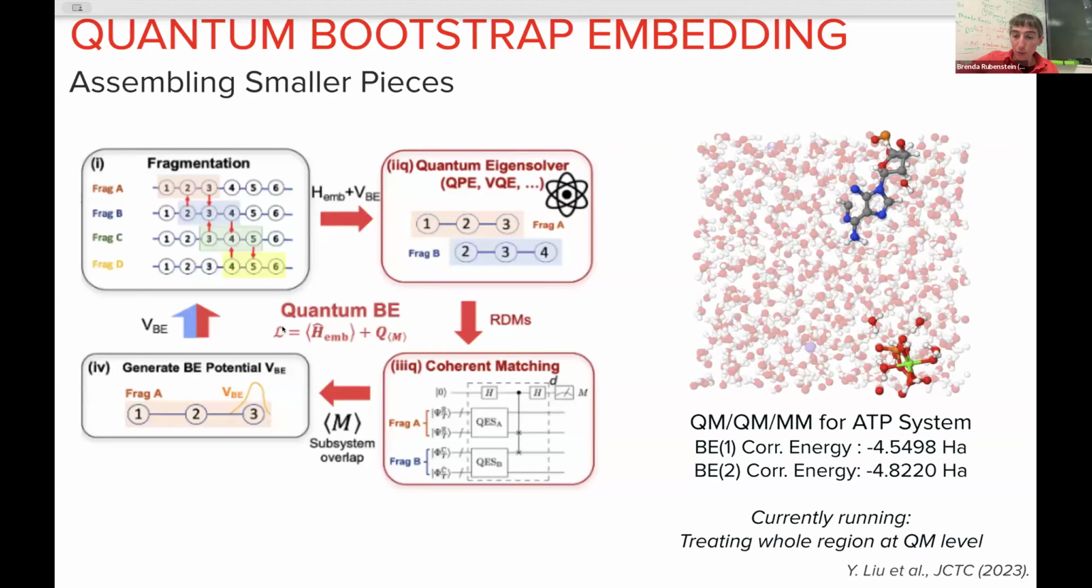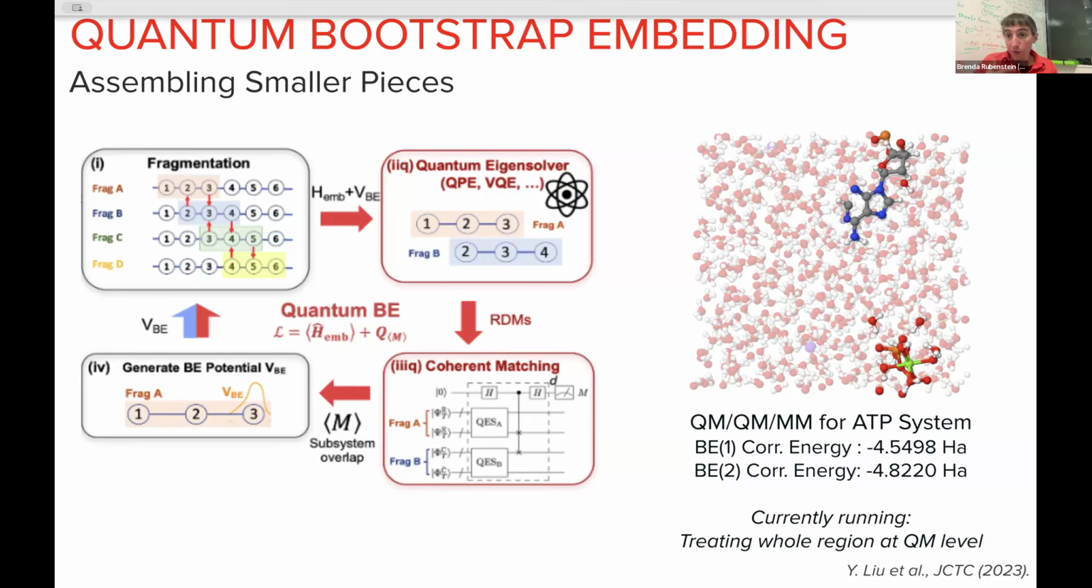And so what we're literally doing right now is running that full ATP hydrolysis system using this quantum bootstrap embedding with little fragments and reconstructing the whole system. This is a long shot, a moonshot goal, but this is what we're doing. We've already done it on the metaphosphate, and that's how we're getting smaller fragmented systems. I don't want to go on forever because I know you have a fixed amount of time.